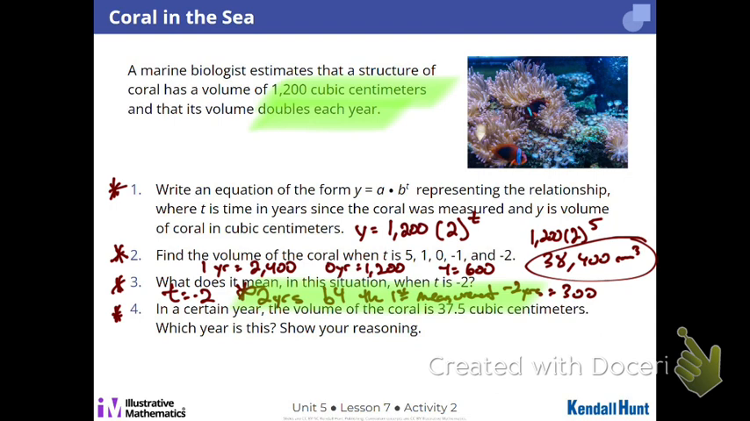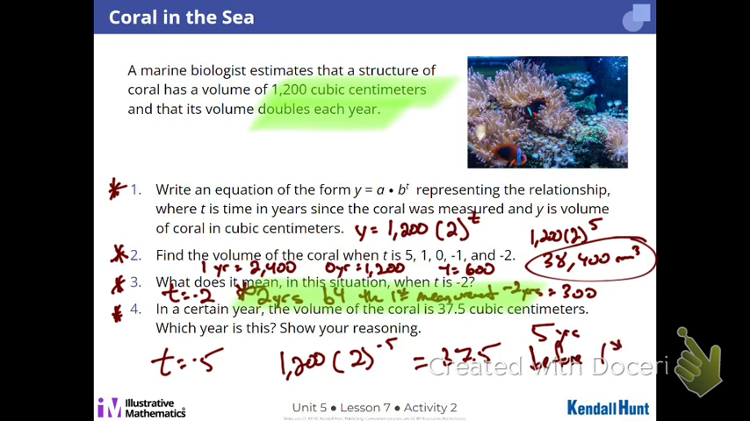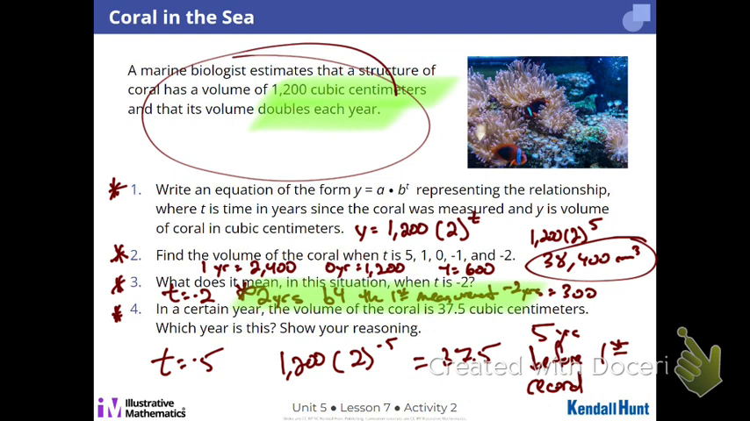So it decreased because of our function, but do we still have a positive number? Yes. When did we get 37.5 though? We have to keep going back, getting smaller and smaller. When t is negative 5, let's test it out. 1,200 times 2 to the negative 5. Really what this means is we're dividing by 2 five times. 37.5. So 5 years before the first record is when it was 37.5.